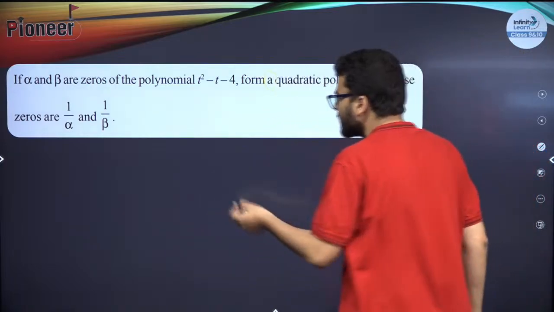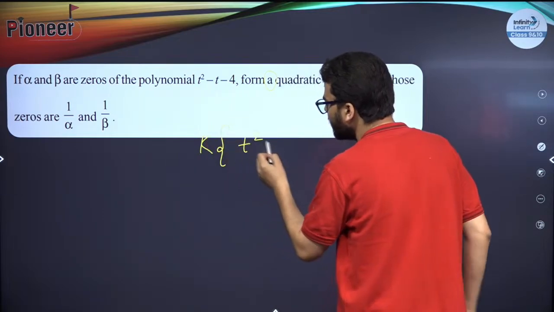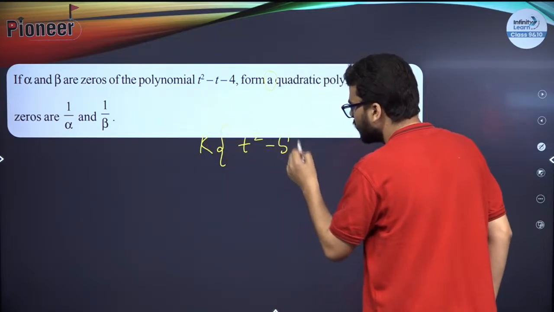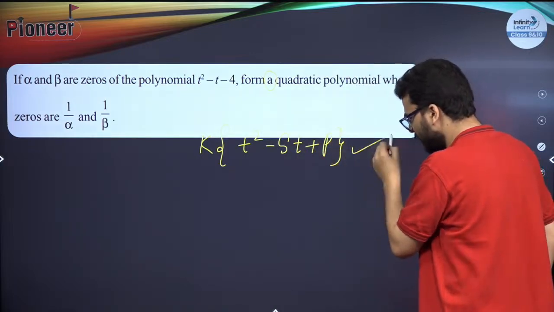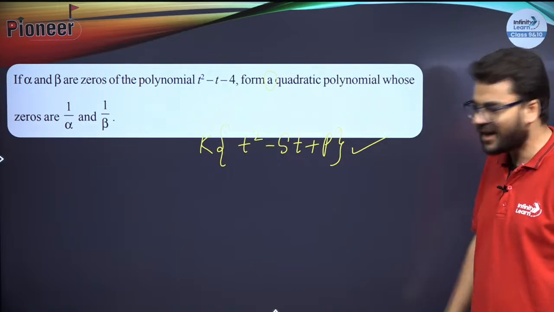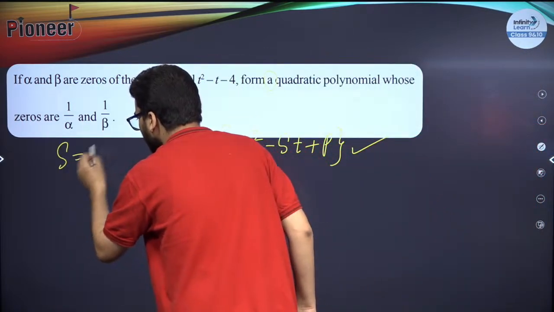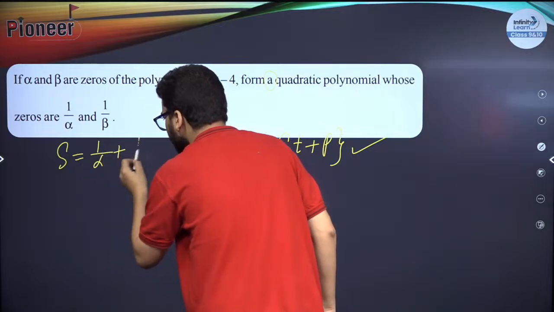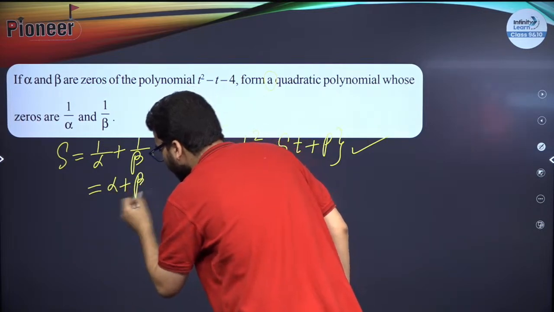See, the polynomial will be something like this. K into, it is in the form of t, so it will be t square minus sum of the zeros into t plus product of the zeros. Yes or no? The polynomial will be of this form. Correct? Now what will s be over here? Sum of the zeros will be 1 by alpha plus 1 by beta. Correct? You can simplify this thing. You will get alpha plus beta upon alpha beta.